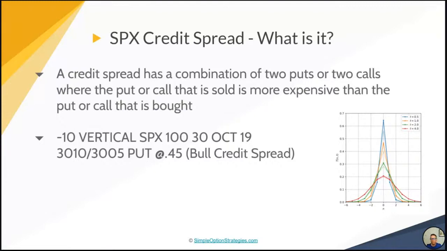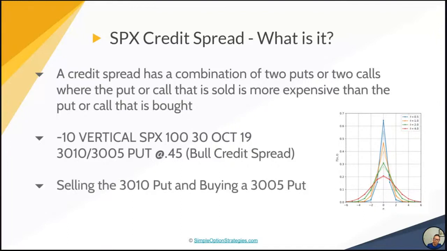So it's not the SPX 500. A lot of people get confused with that. It's SPX 100, and if you look at a lot of stocks when you trade options, it's usually based on a 100 share lot. The date is the expiration date, 30 October 19. That's a long time ago. You're selling the 3010 put and buying the 3005 put.